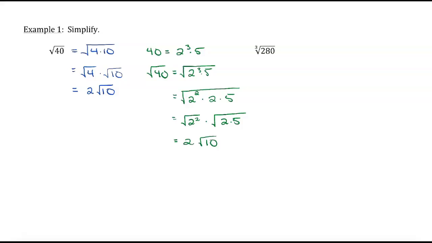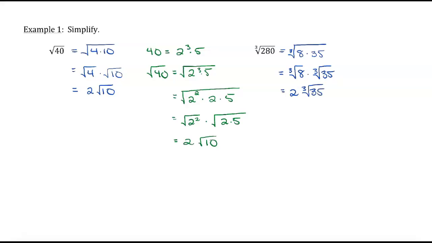In the first method, I used my knowledge of perfect squares to divide 40 by a perfect square, 4. In the second method, I simply looked at the prime factorization of 40 and then separated any pairs that I found. Let's do this again with the cube root of 280. In the first method, I'll use the fact that I know that the perfect cube, 8, divides 280. 280 is equal to 8 times 35. So I can rewrite this as the product of the cube root of 8 and the cube root of 35. The cube root of 8 is positive 2, so this becomes 2 times the cube root of 35.